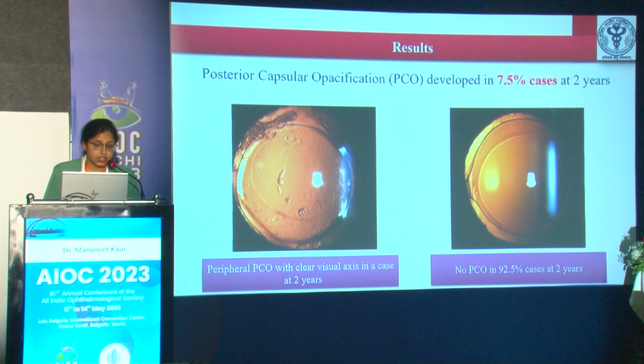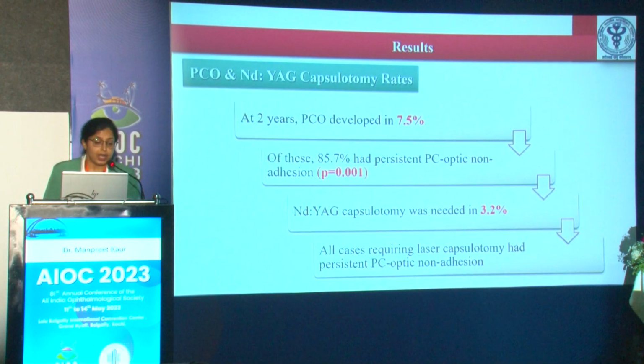Posterior capsular opacification developed in 7.5% cases at 2 years. Peripheral PCO is seen in this case with a clear visual axis at 2 years, and no PCO was seen in 92.5% cases. So at 2 years, in these 7.5% cases, 85.7% of these had persistent PC optic non-adhesion. Nd:YAG capsulotomy was needed in 3.2%. Of note, all the cases that required a laser capsulotomy had persistent PC optic non-adhesion. So visually significant PCO developed in the cases only with PC optic non-adhesion.